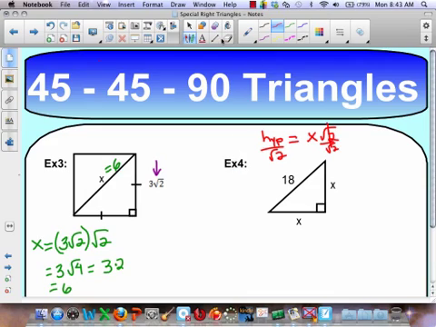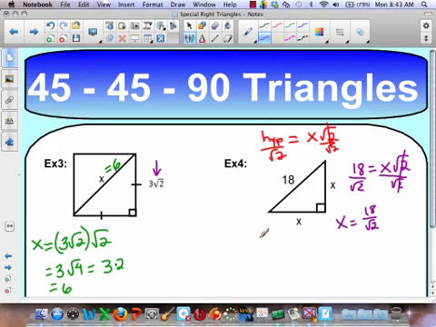Well, let's start off with this particular problem. So we have 18, so we know that 18 is side length x times root 2. So how would I solve for x? Divide by root 2. And these will cancel out. So x is 18 divided by root 2.